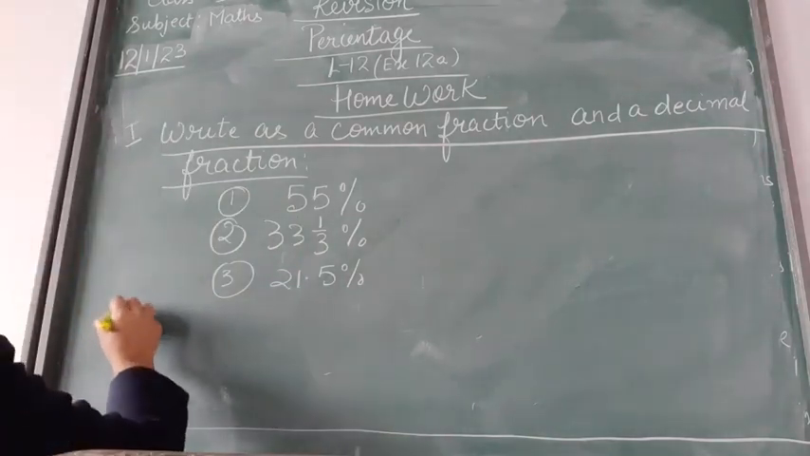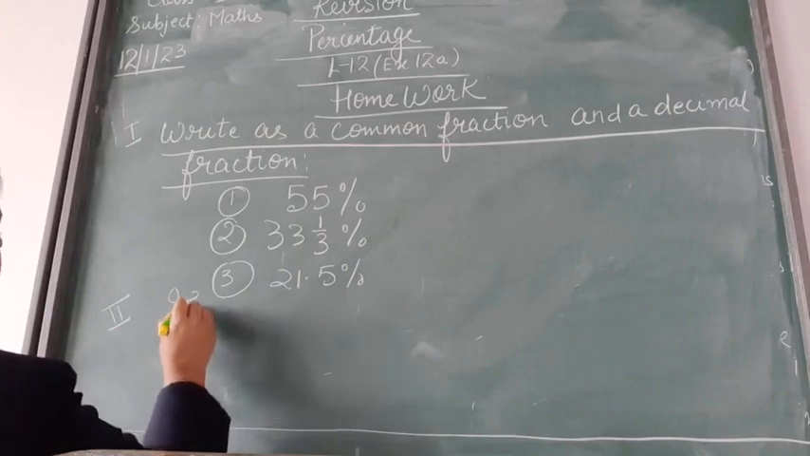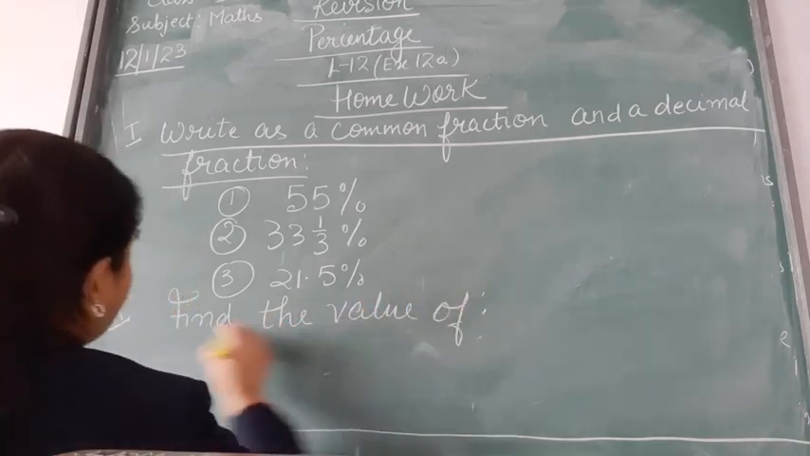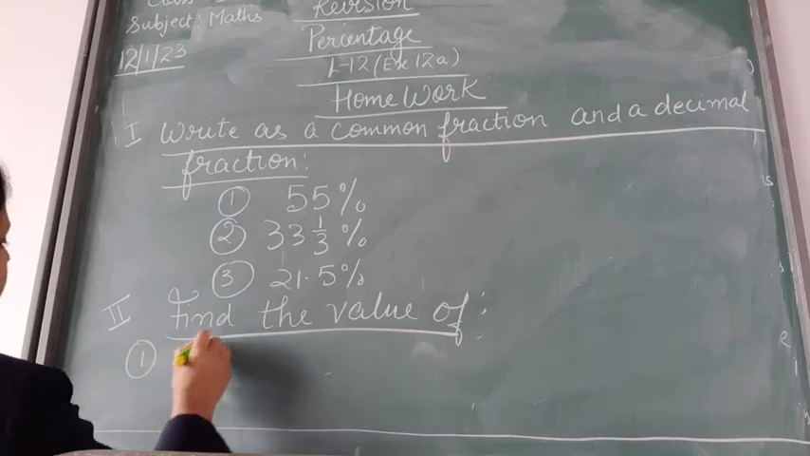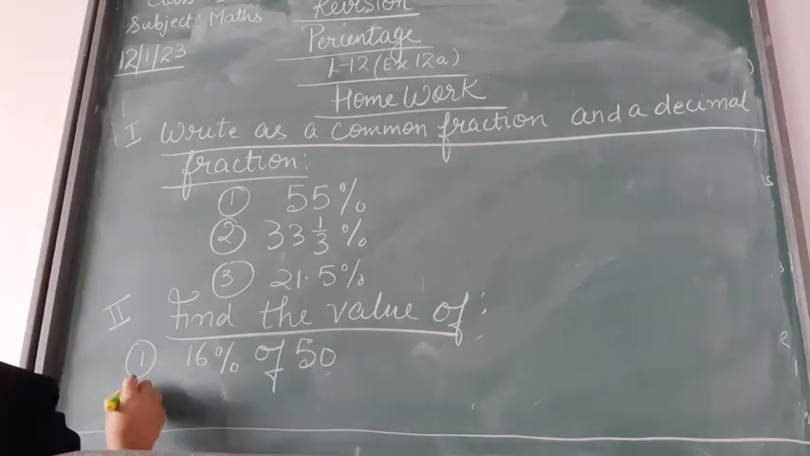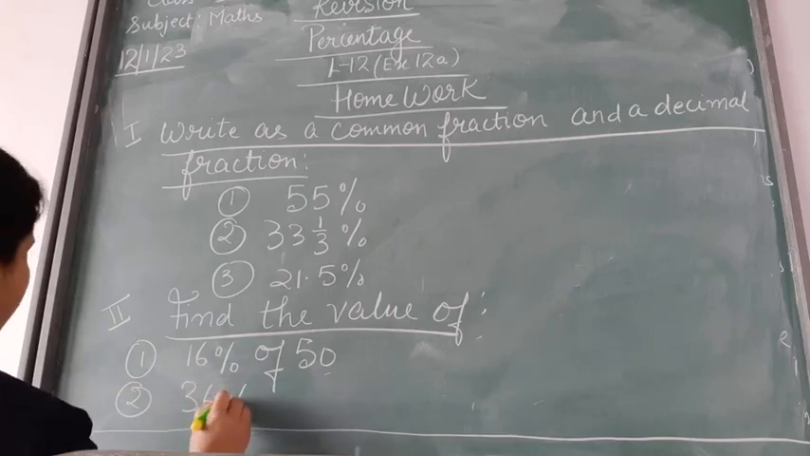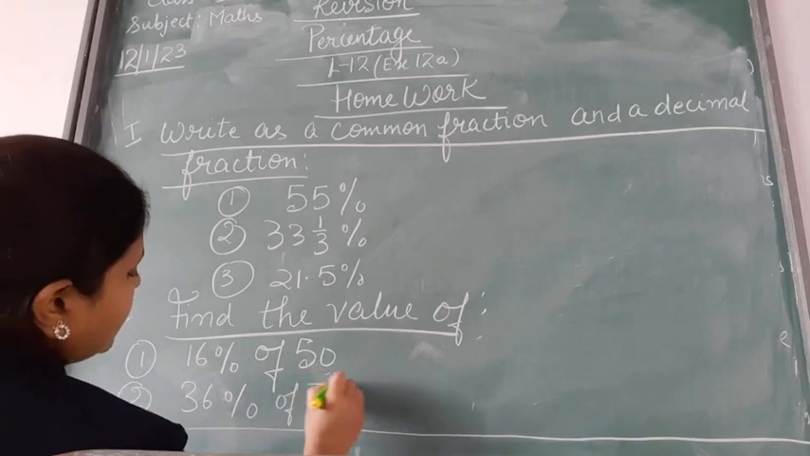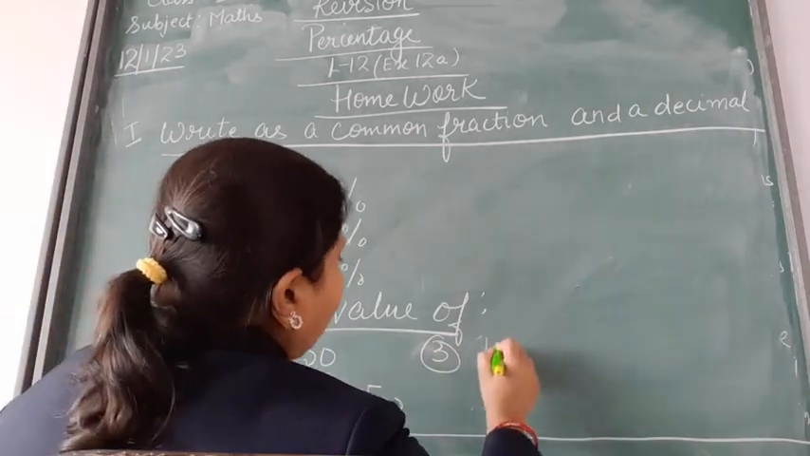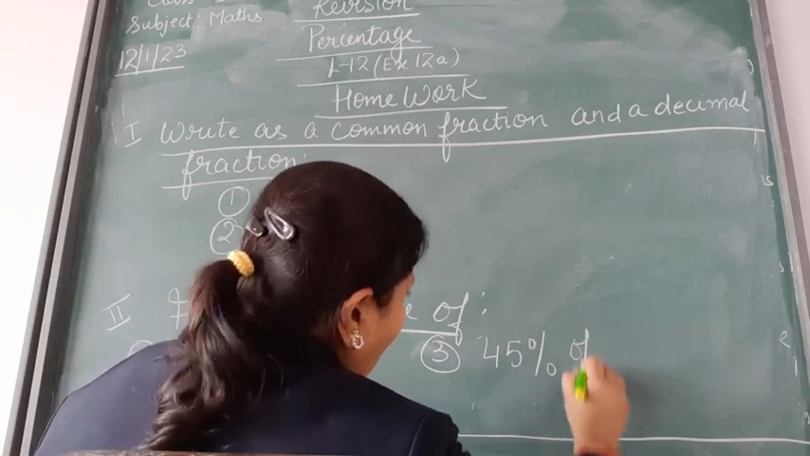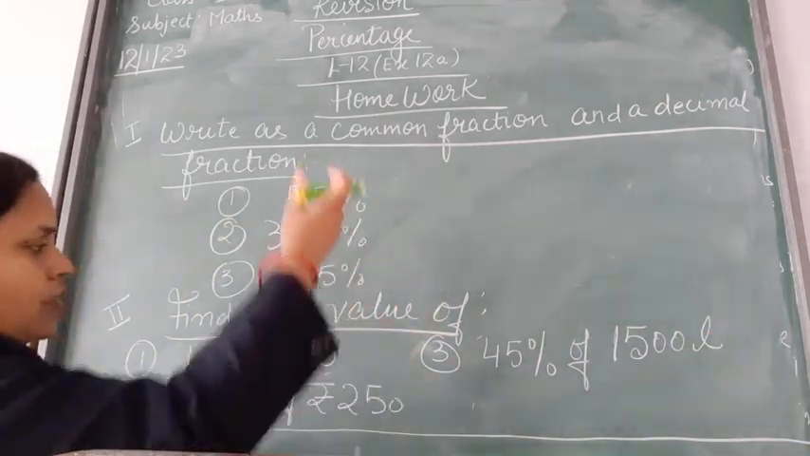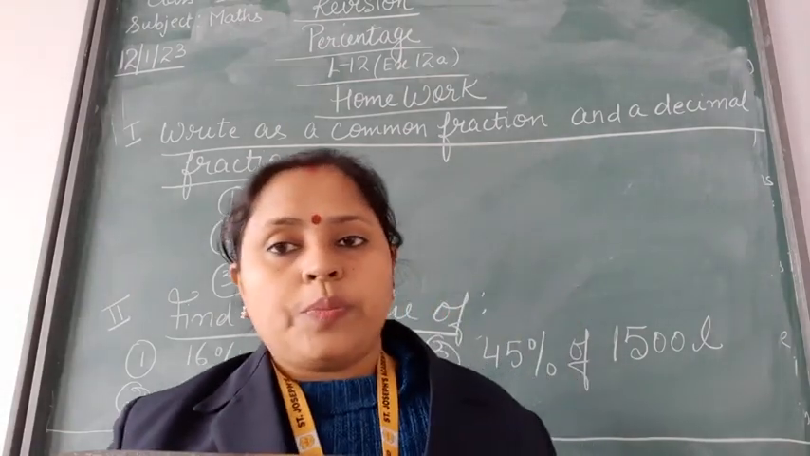Now let's come to the second question. The second question is find the value of. So here you have to find the value. The first part is 16% of 50. Second part, 36% of rupees 250. And the third part of this question is 45% of 1500 liters. Right? So children, this is your homework which you will do in your homework notebook on your own.